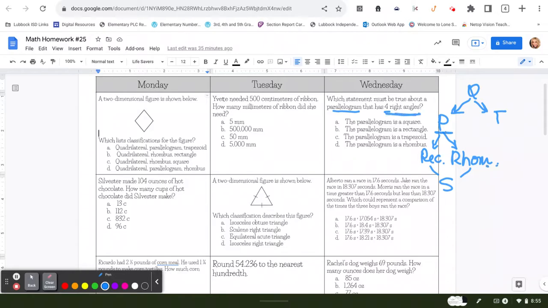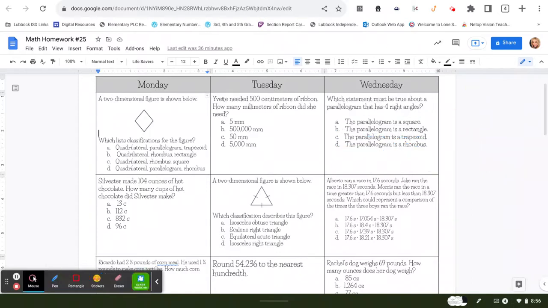Does a rhombus have 4 right angles? No. Okay, so I can get rid of that. And trapezoid is not a parallelogram. So we are stuck here with a rectangle or a square. The correct answer is going to be rectangle, although a square is technically also correct because a square is a rectangle, which is also a parallelogram, which is a quadrilateral. So either of these would be correct, but the actual answer we're looking for here is B.